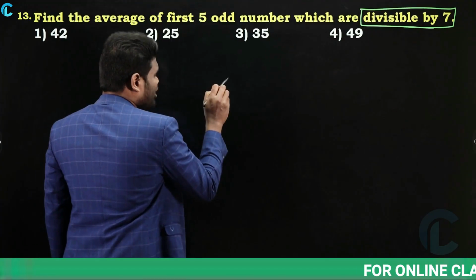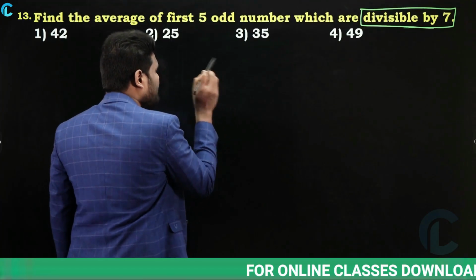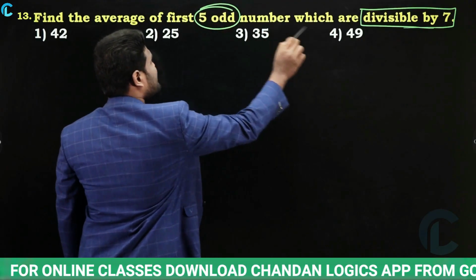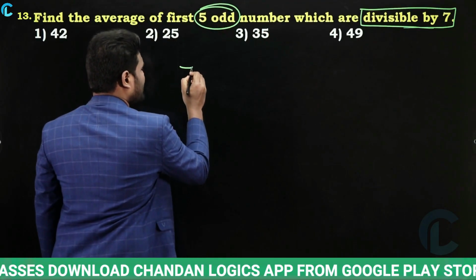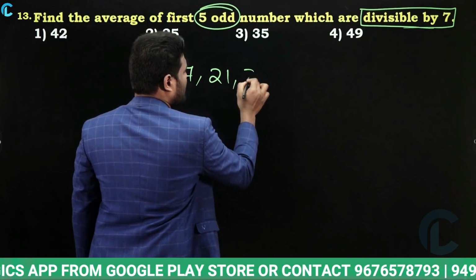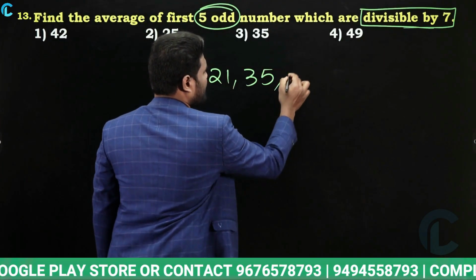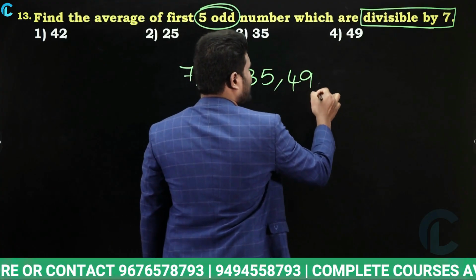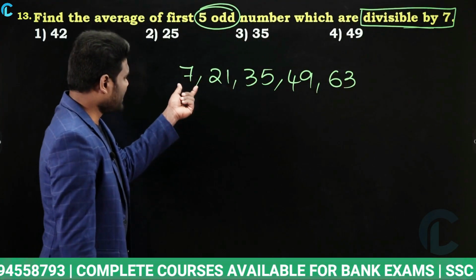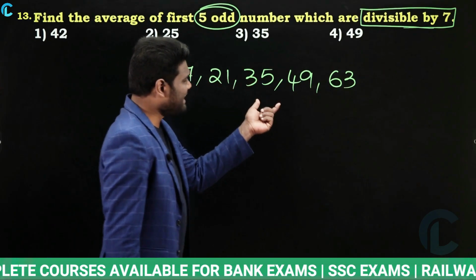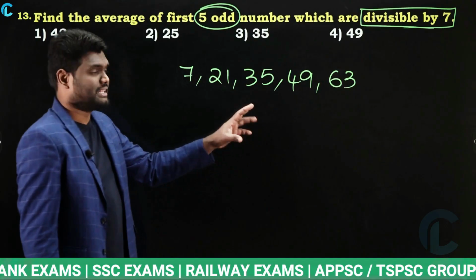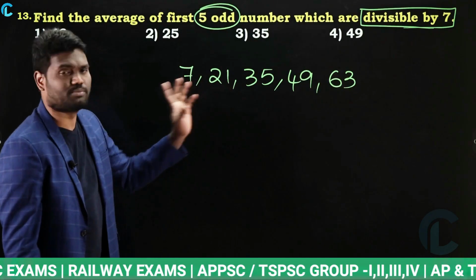If you are going to solve them in a normal way, we need first 5 odd numbers which are divisible by 7. So the numbers are nothing but 7 and next 21, next 35, next 49, next 63. Yes or no? 7 1 time, 7 3 times, 7 5 times, 7 7 times, 7 9 times. These are the first 5 odd numbers which are divisible by 7.